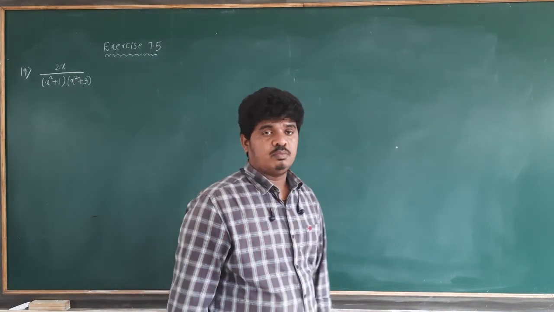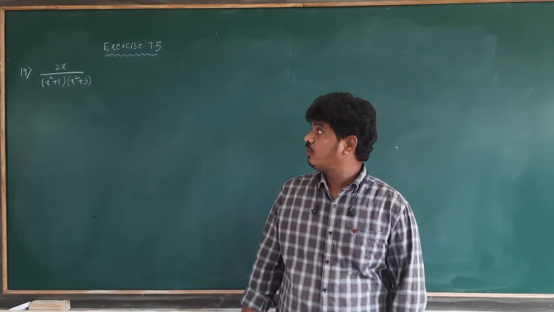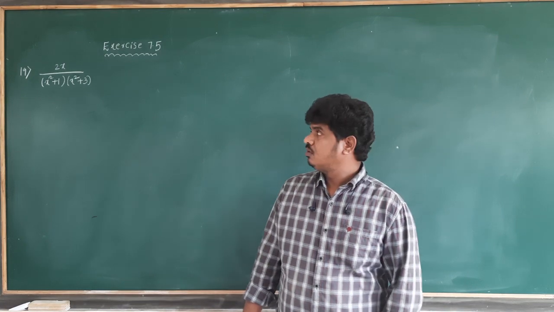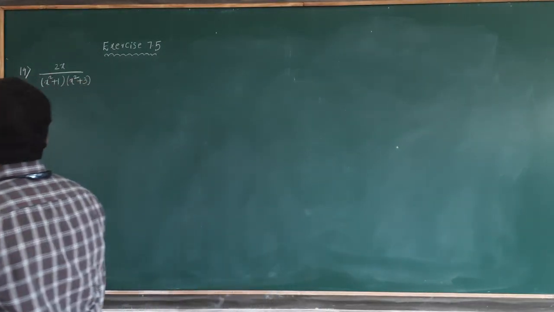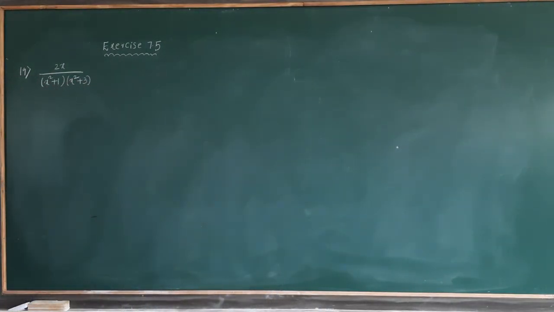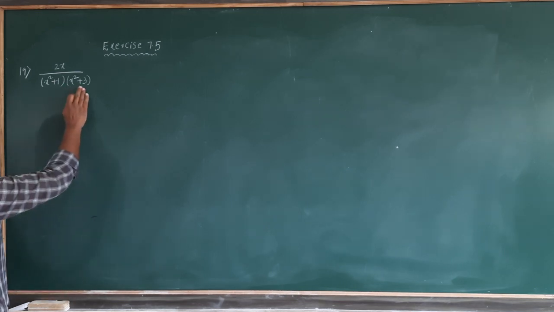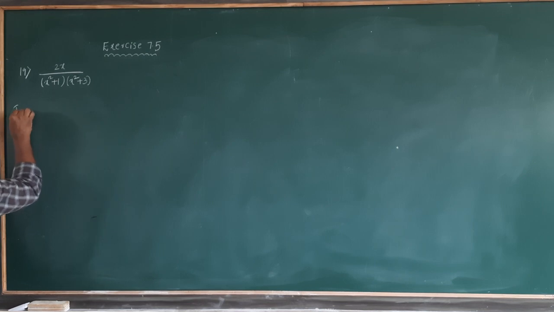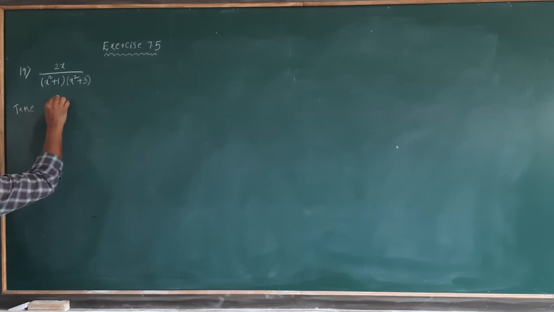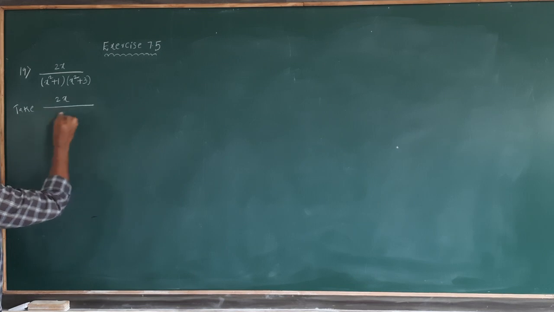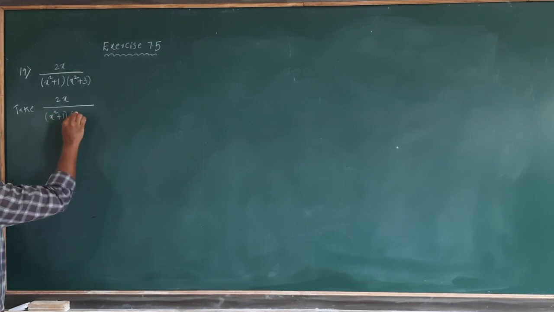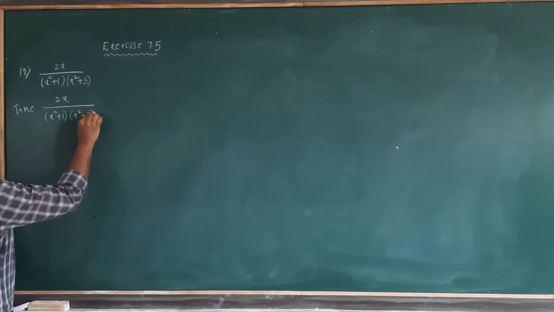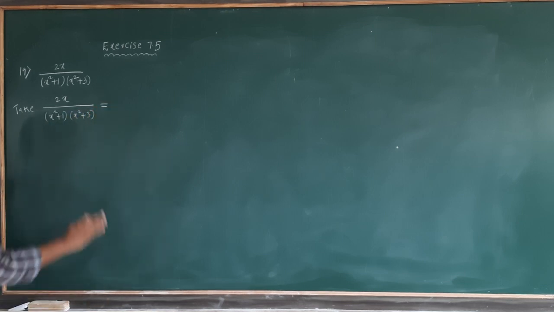We are doing problems from exercise 7.5. 19th question, that is 2x divided by (x square plus 1) into (x square plus 3). Take 2x divided by (x square plus 1) into (x square plus 3) is equal; it is a quadratic.